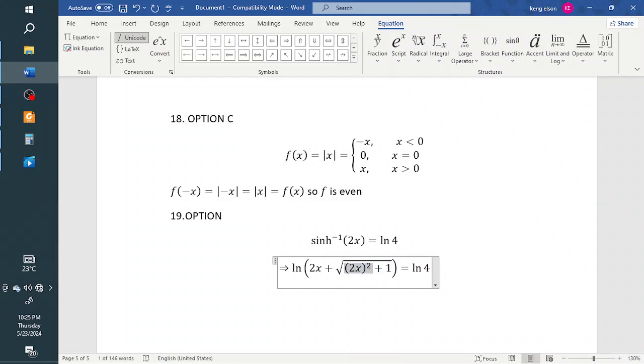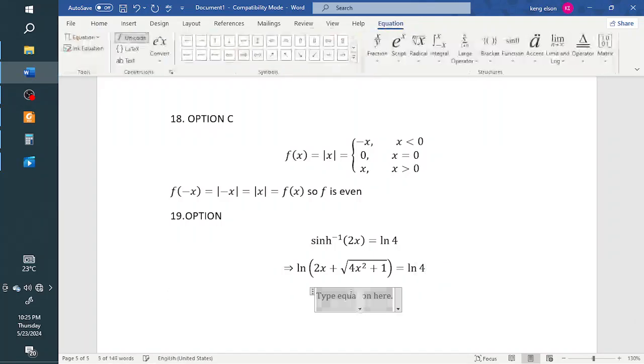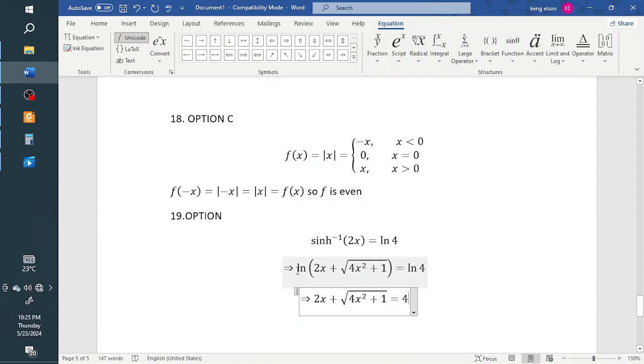I have 4x squared. If I take e on both sides, we just have to equate the arguments. So we have 2x plus the square root of 4x squared plus 1 equal to 4. If I take e to the ln, I'll just get the argument.